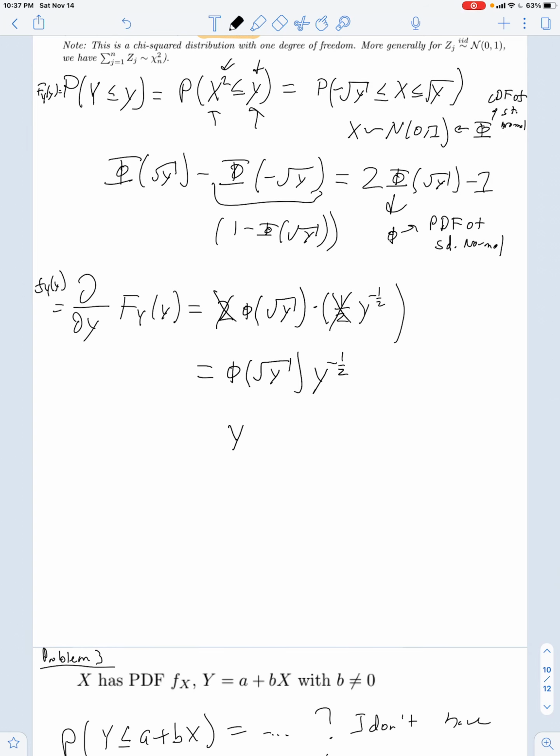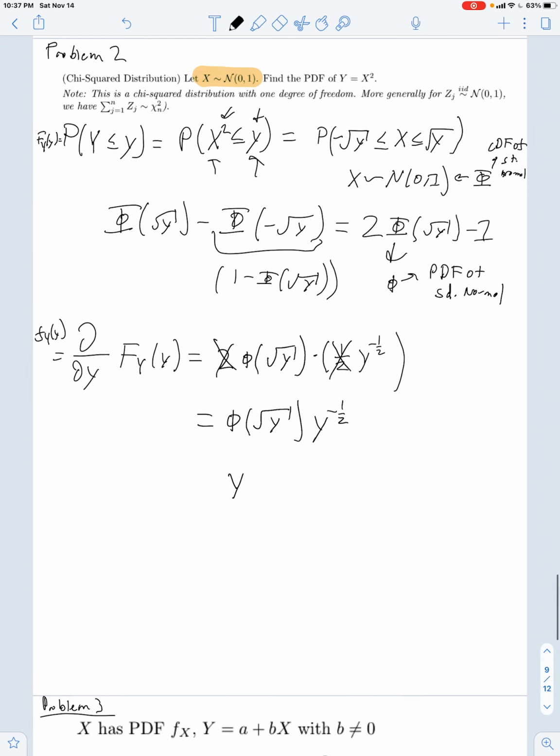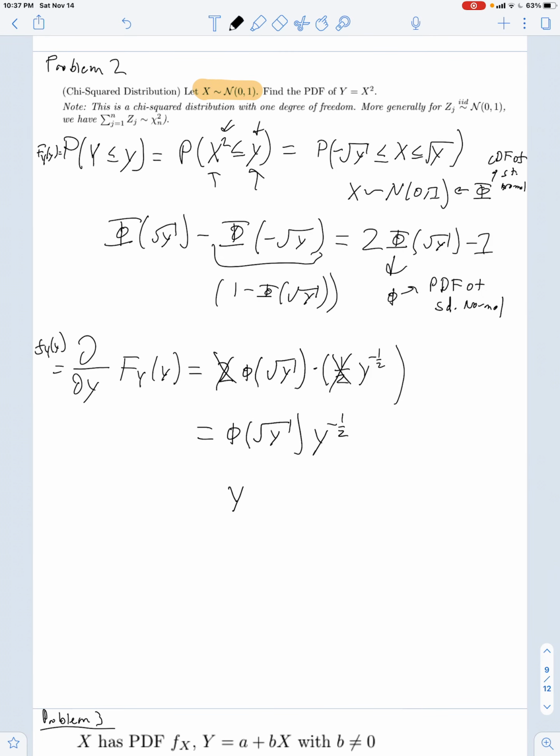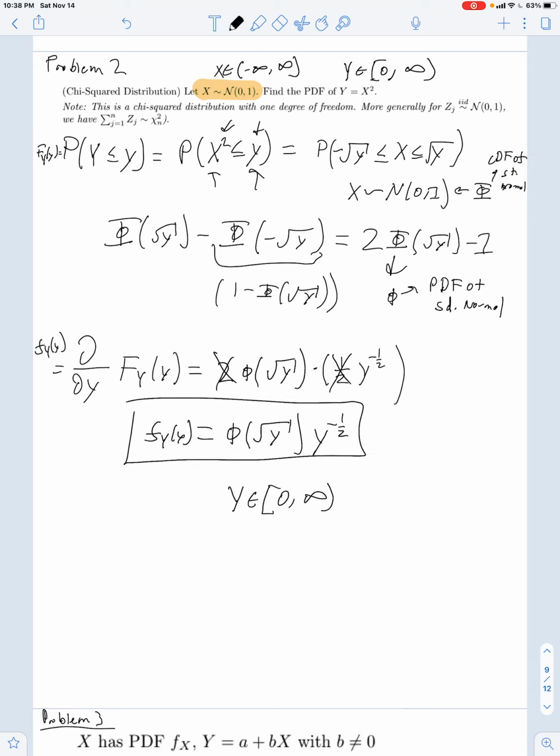One last thing: what's the support? X is standard normal, so x is in minus infinity to infinity. If I square anything in minus infinity to infinity, then I get y in 0 to infinity, which is exactly the support that I'm going to write down. Perfect. So this is an example where the change of variables formula doesn't actually apply, and you actually do need to work directly with the CDFs.